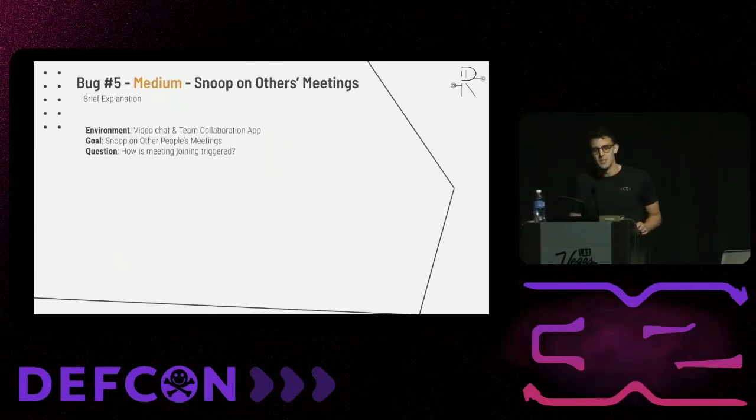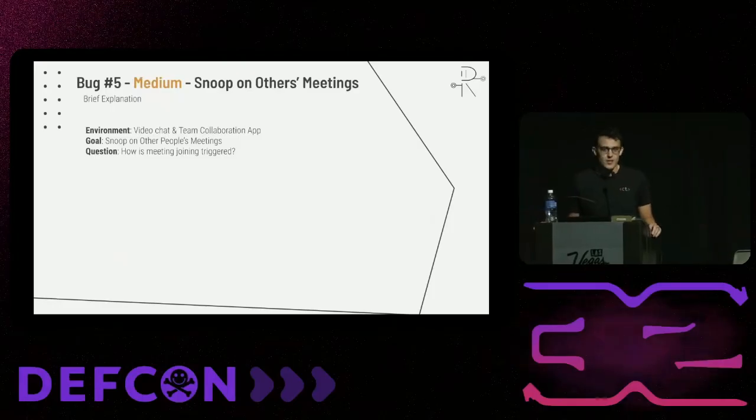Okay, bug number 5, snoop on other people's meetings. This was a really interesting one. It's going to be a little brief, but there was a target that I came across in a video chat and team collaboration app. And for this specific period, I decided to focus on a specific goal, which was I wanted to be able to do creepy stuff in people's meetings, right? So I started investigating how exactly that worked.